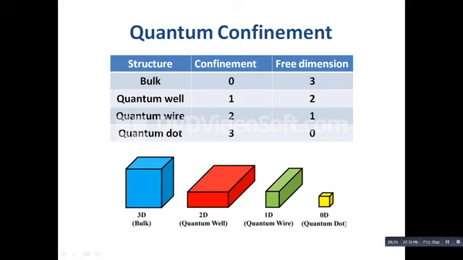So I think this is enough for this video, and in the next video we are going to learn about excitons and a bit more about quantum confinement.